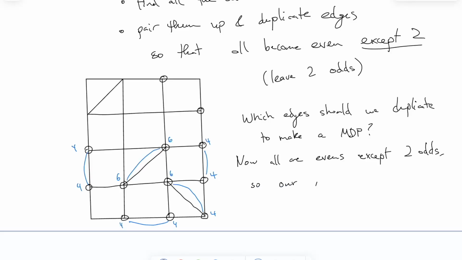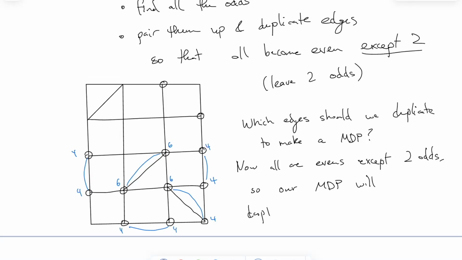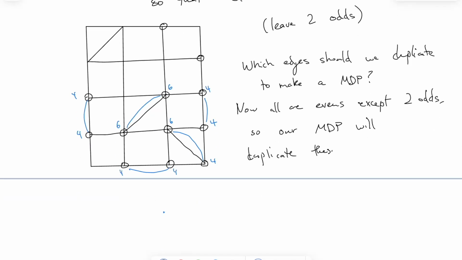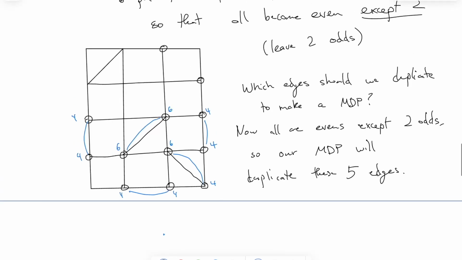So our minimum duplication path will duplicate those edges, and there are 5 of them, right? So it will duplicate these 5 edges. So if this really is a parade in your town, if you and your kid friends should try and sit on one of these streets, because it means the parade is going to go past you twice, right? All right. And I think that'll do it.